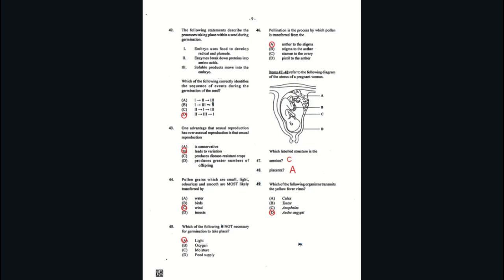Then question number 49 says, which of the following organisms transmits the yellow fever virus? And the answer is D, Aedes aegypti, right? And I think this mosquito is probably the most popular mosquito. It causes chikungunya, it causes dengue. It causes a lot of things, this particular species of mosquito.